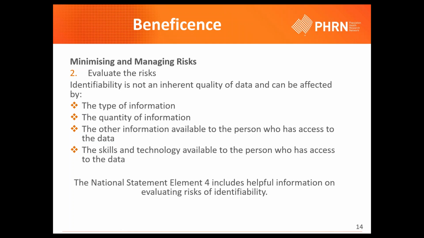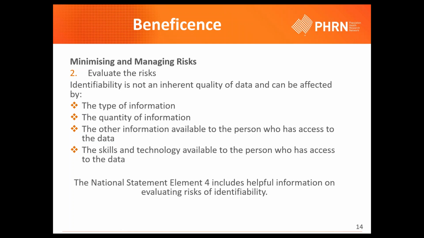And the final thing that does affect the identifiability of data are the skills and technology available to the person who has access to the data. So, for example, my mother has very few computer skills, and her ability to re-identify someone from doing a Google search is very, very limited. But in contrast, people who have highly developed skills in encryption techniques, for example, have lots of skills, technology and software available to them that make it much easier for them to identify people in the same set of data that my mother wouldn't be able to do.